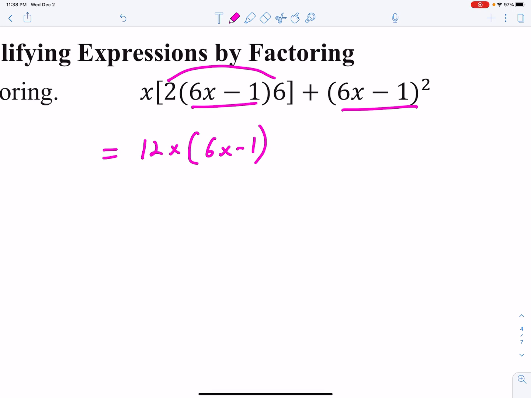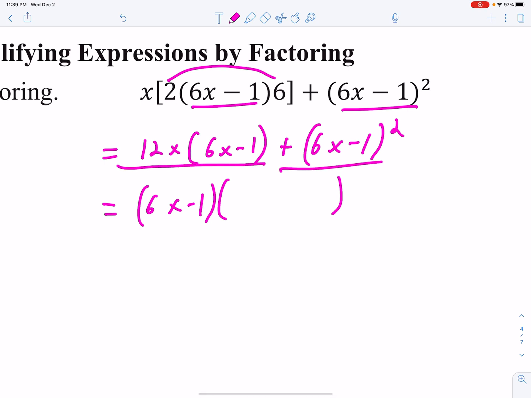We're going to leave that parentheses because we know we're going to be able to factor that parentheses out. 6x minus 1 squared. Okay, so we're going to factor out a 6x minus 1. So 6x minus 1. And then we're going to say, well, what's left if we divide this and this separately, of course, by 6x minus 1. So the first one, we would only be left with a 12x. And the second one, since it's squared, it would be just plus 6x minus 1. And we'll simplify that. So we get 6x minus 1.